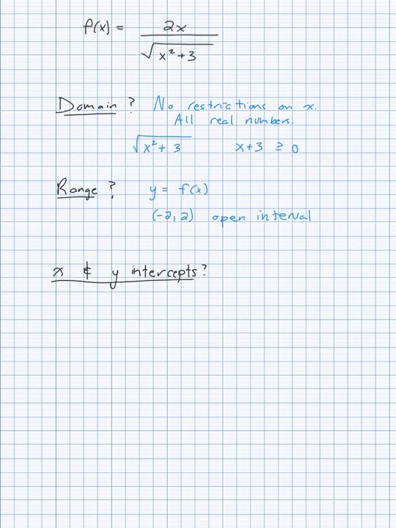For the x and y intercepts, we're interested in where the function crosses the x and y axis, and we can determine that by determining what the value of f of x is when x equals 0, or what the value of x is when f of x equals 0. And in this case, we have just one intercept, and it's a shared x and y intercept. It's the origin, 0, 0.